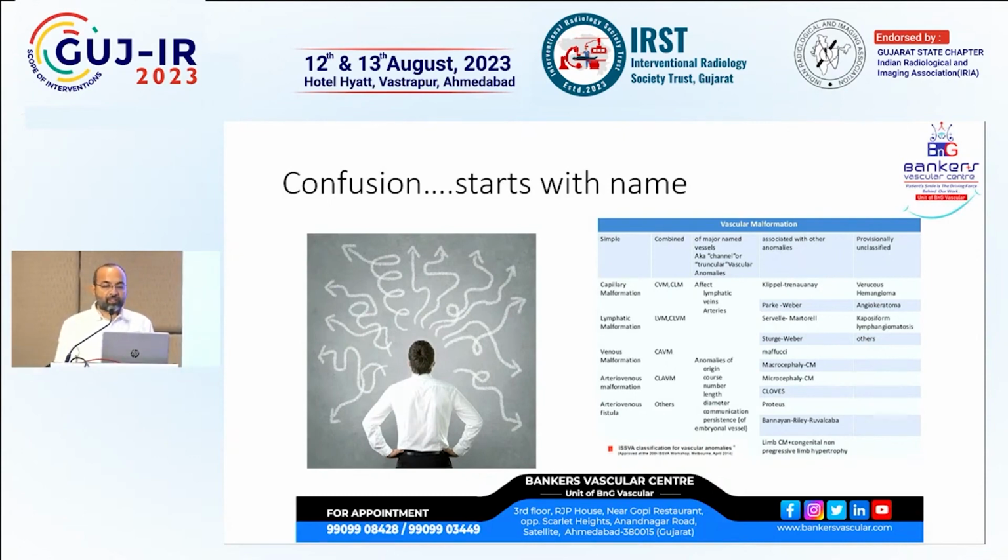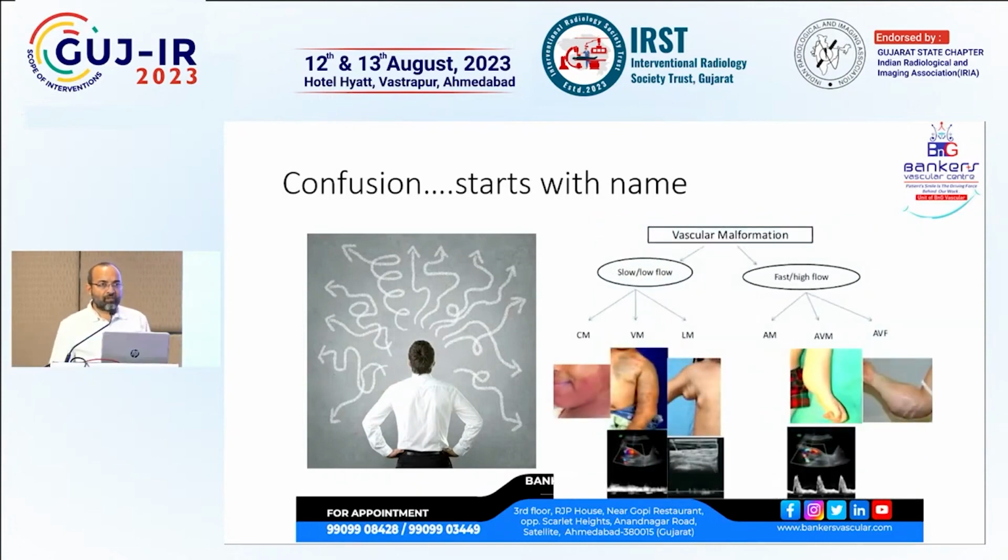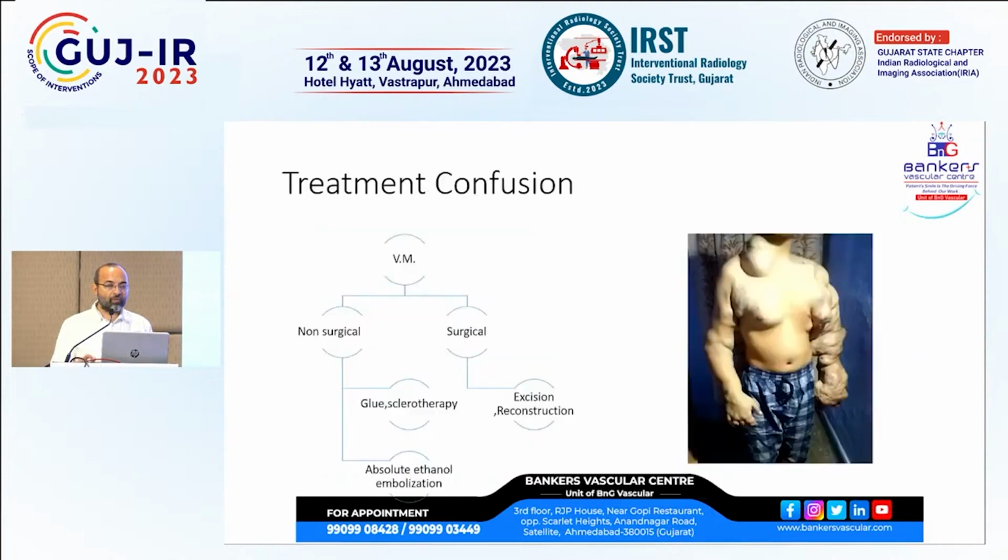Whether vascular malformation is named as Parkes Weber disease, Klippel-Trenaunay syndrome, if you classify by the name, it will create more and more confusion. So I have classified the vascular malformation according to the flow. Whether the patient is coming with a slow flow vascular malformation or a high flow. It creates lots of clarity about the treatment, which I'm going to show you in the later part.